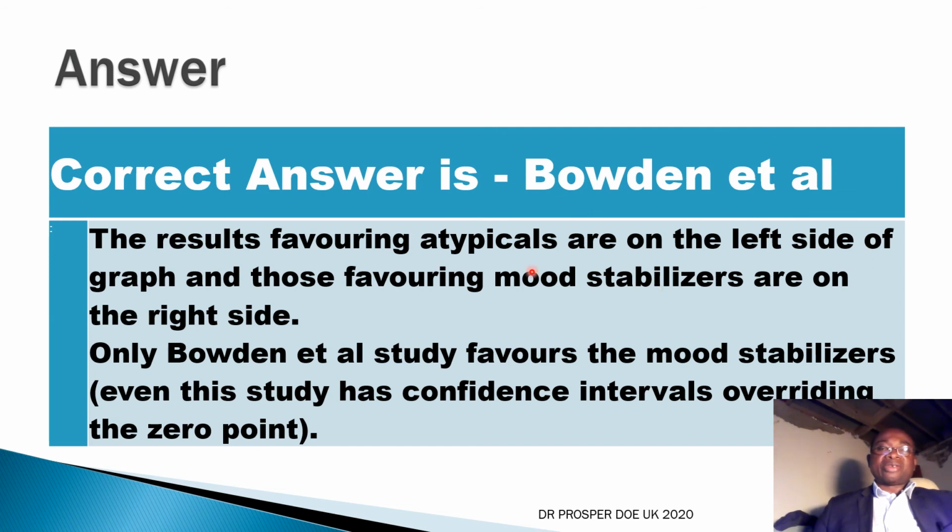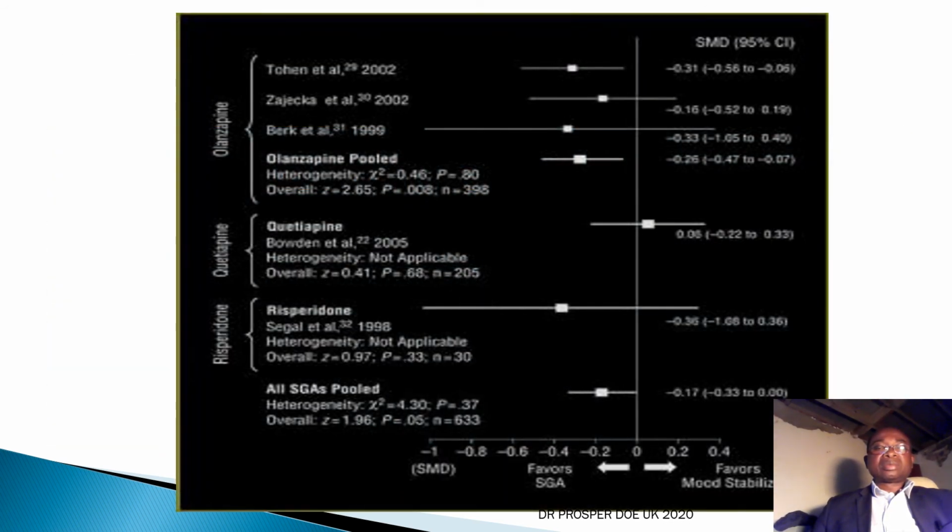The correct answer is Baldwin et al. The results favoring atypicals are on the left side of the graph, and those favoring mood stabilizers are on the right side. Only the Baldwin et al. study favors the mood stabilizers. Even this study has confidence intervals overriding the 0 point. Looking back at the graph for the next question.